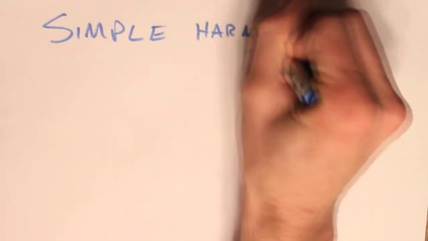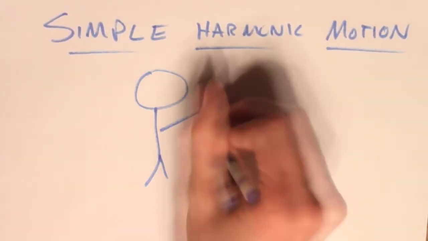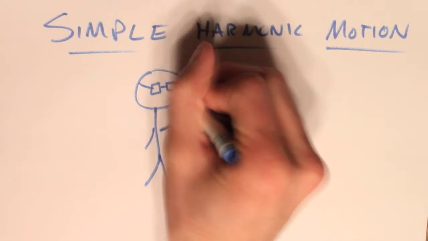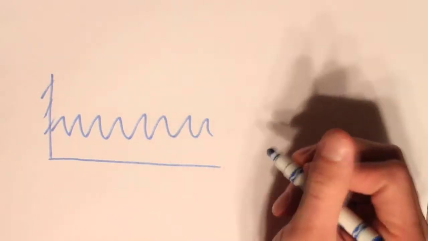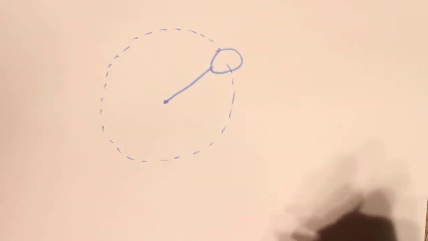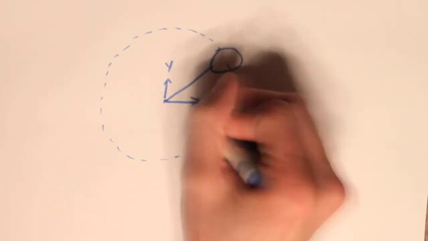Simple harmonic motion is something that you see all the time, whether you're looking at a cuckoo clock or you're being hypnotized by someone. Simple harmonic motion is not just limited to pendulums, but it's also a mass oscillating on a spring. So let's say we have an object moving in a circle, and this object is a certain distance r from the center of its motion.